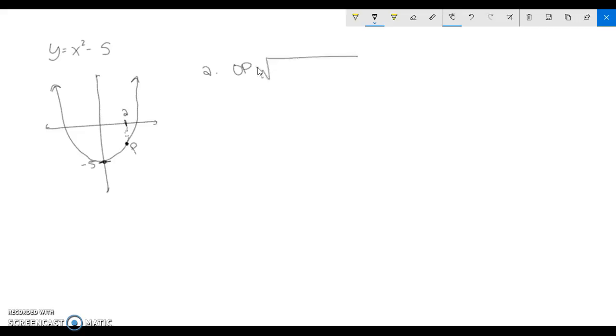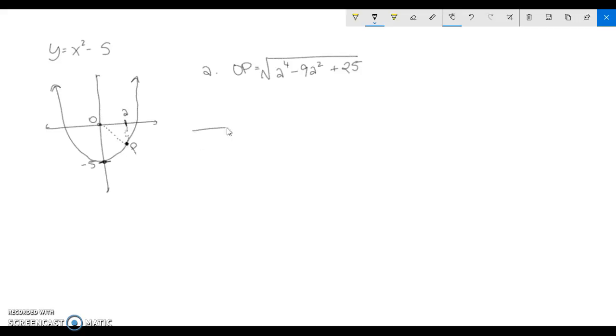Okay. Part A asks us to show that the distance OP equals the root of a to the fourth power minus 9a squared plus 25. Alright, so our origin is here, OP. This is OP, right?